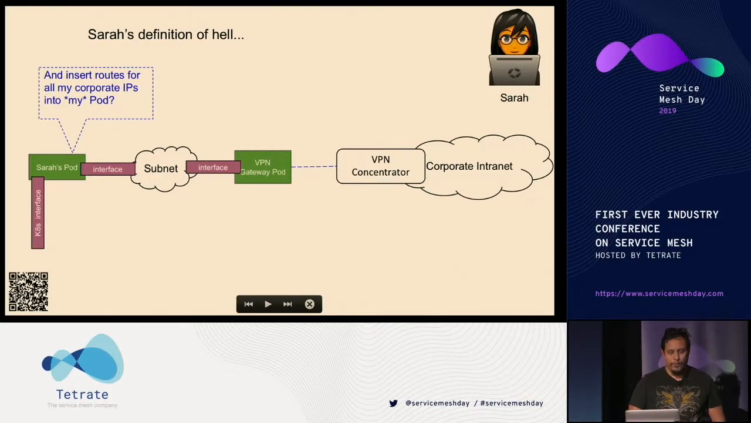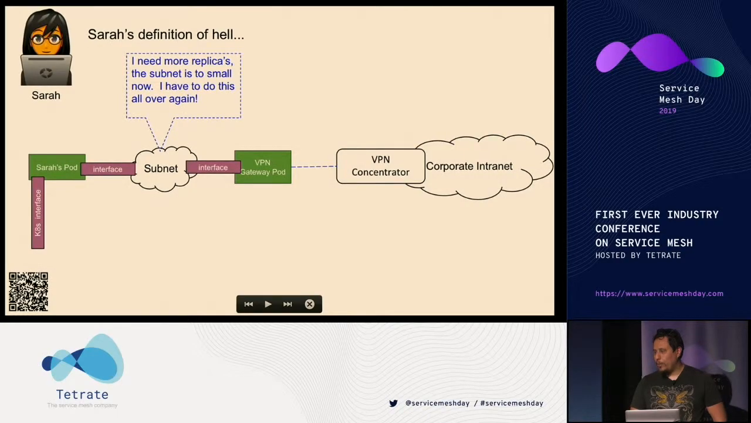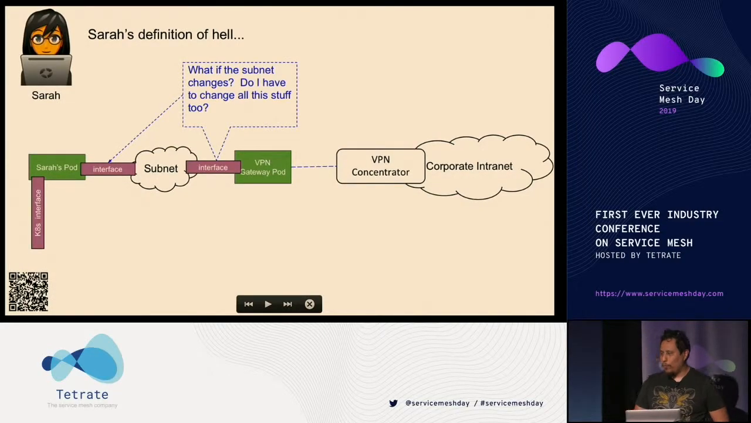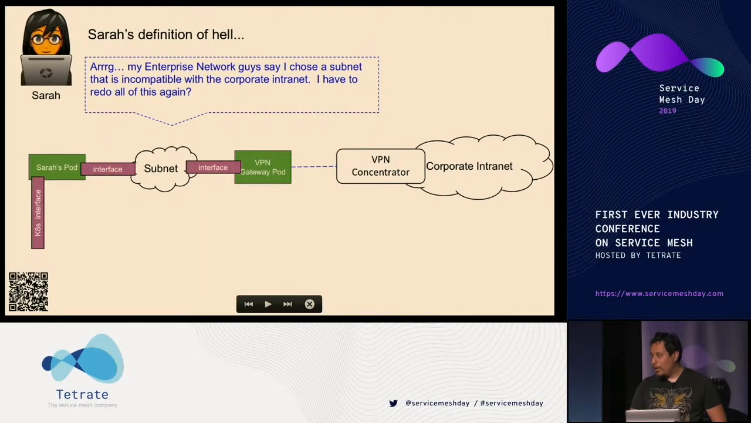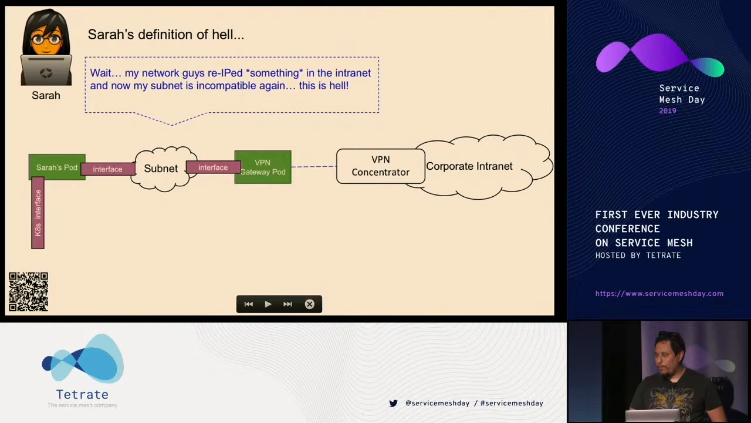Which means you need things like privileges. If you need more replicas because your subnet's too small, then guess what? You're going to tear all this stuff down and put it back up again. Or suppose that the subnet changes because of some policy. Then you might have some corporate intranet set of routes that have changed, and so now you have to do it again.